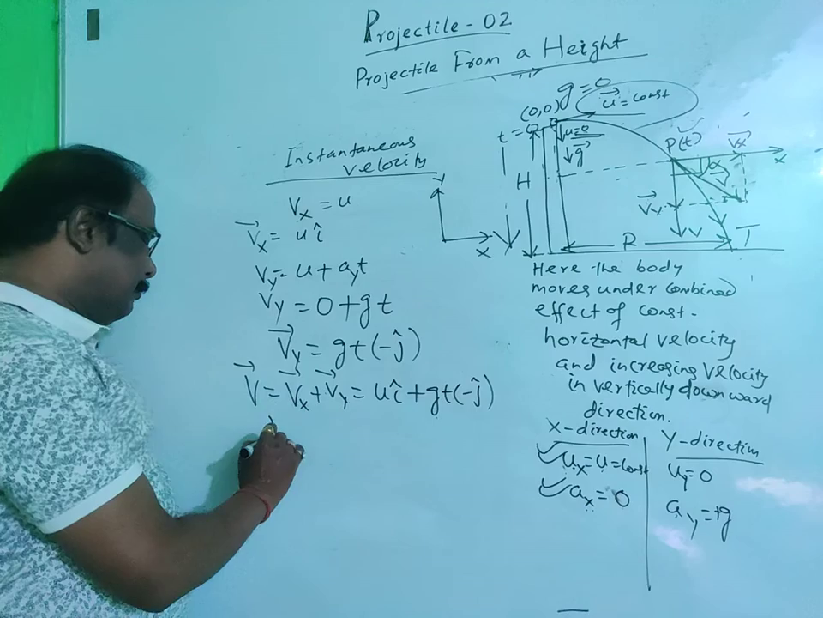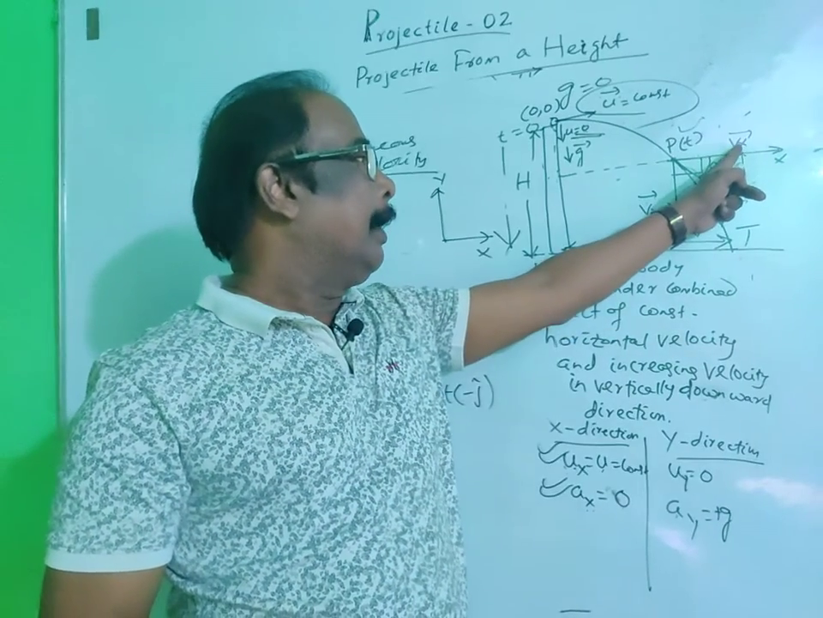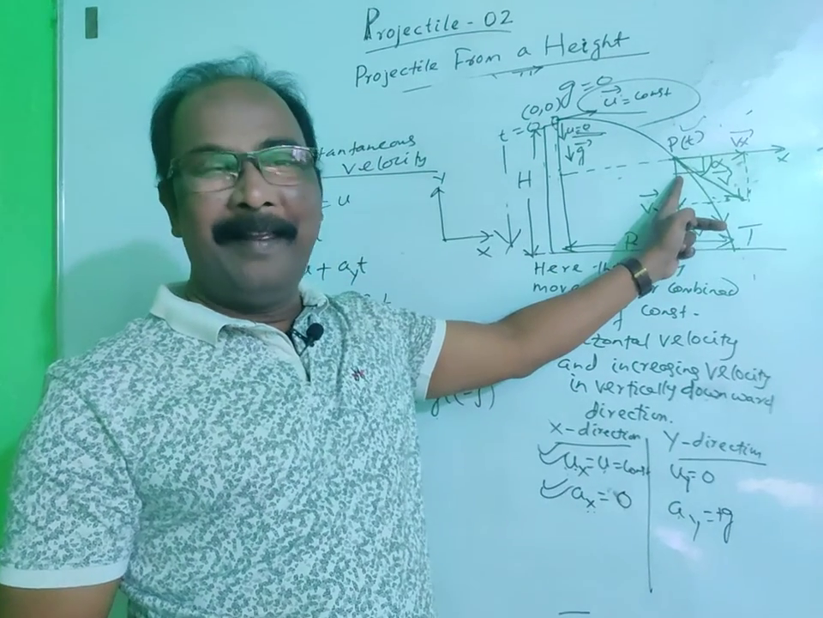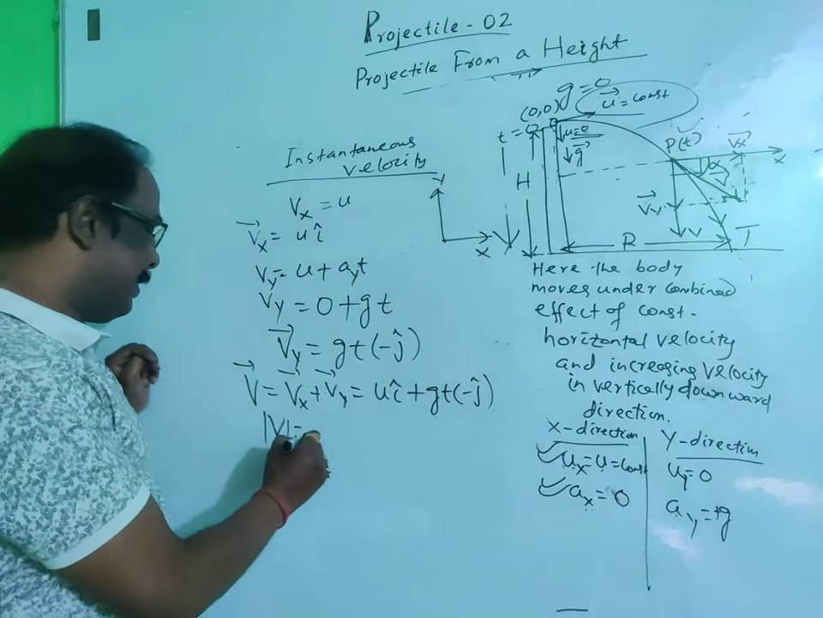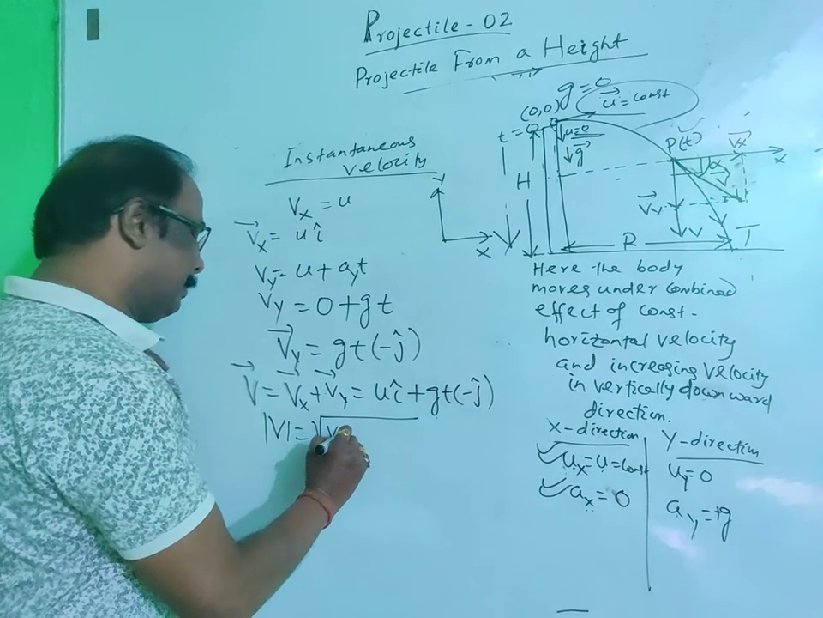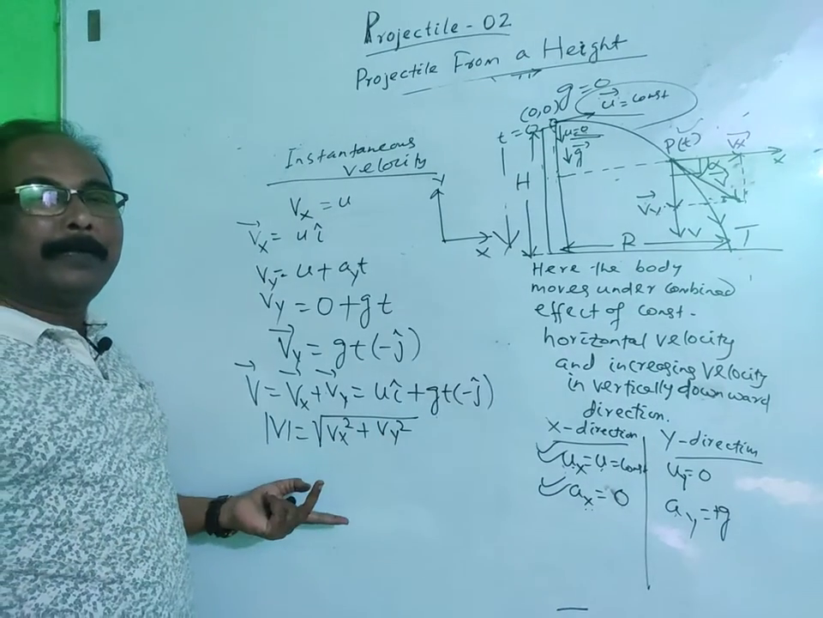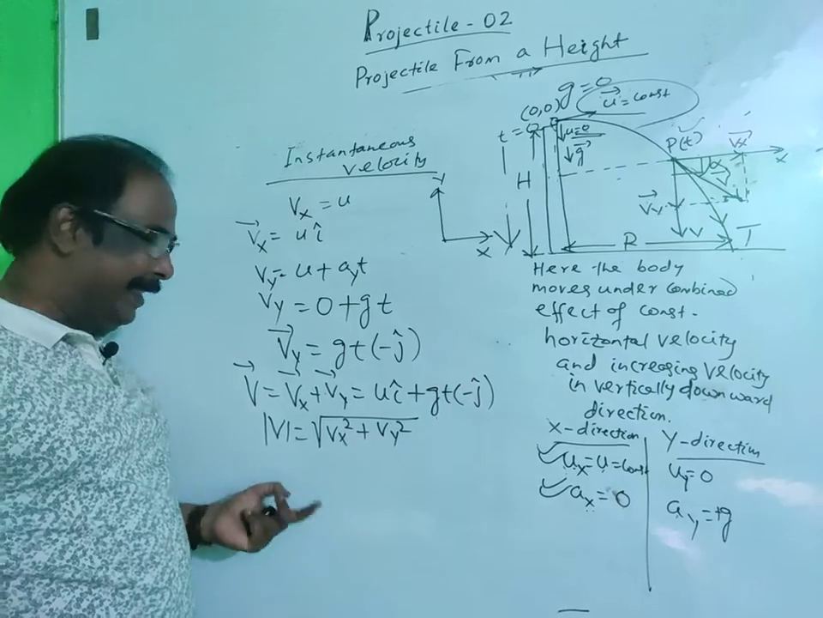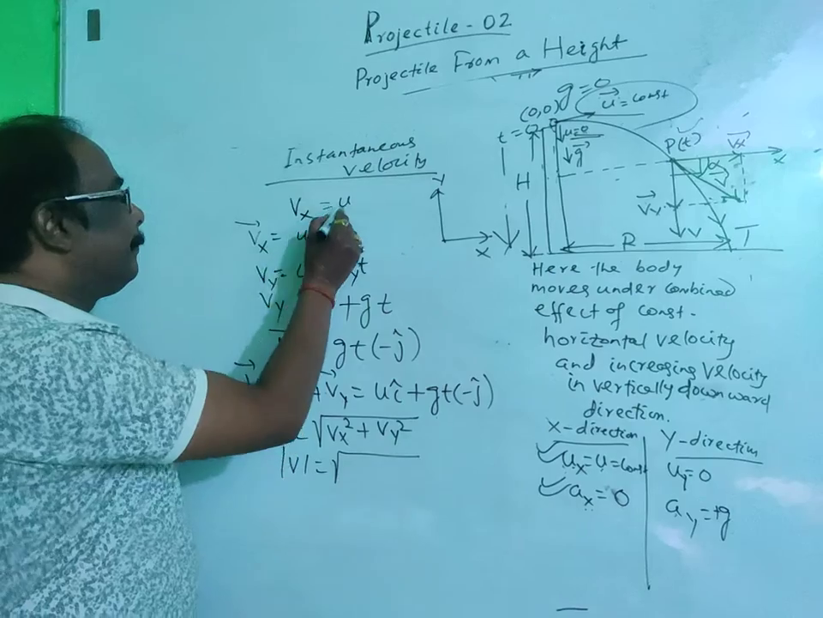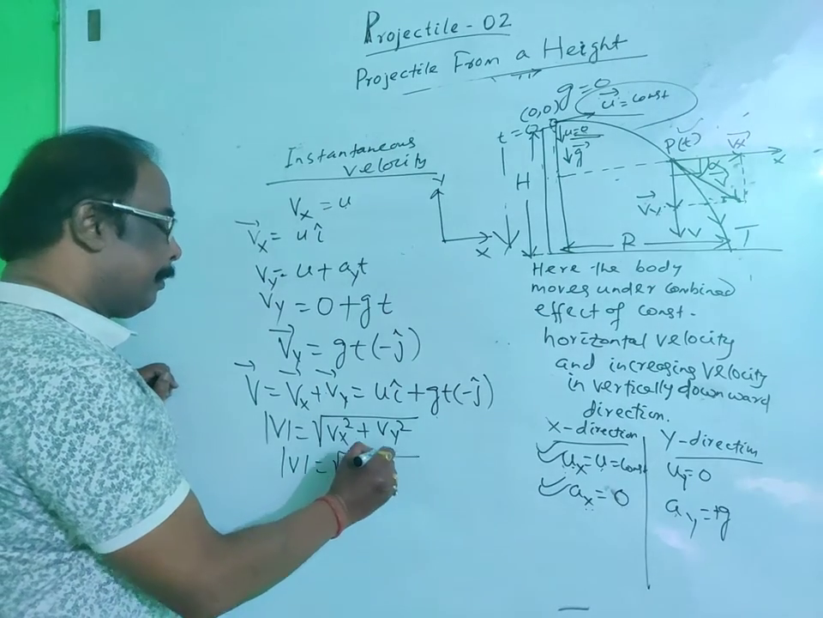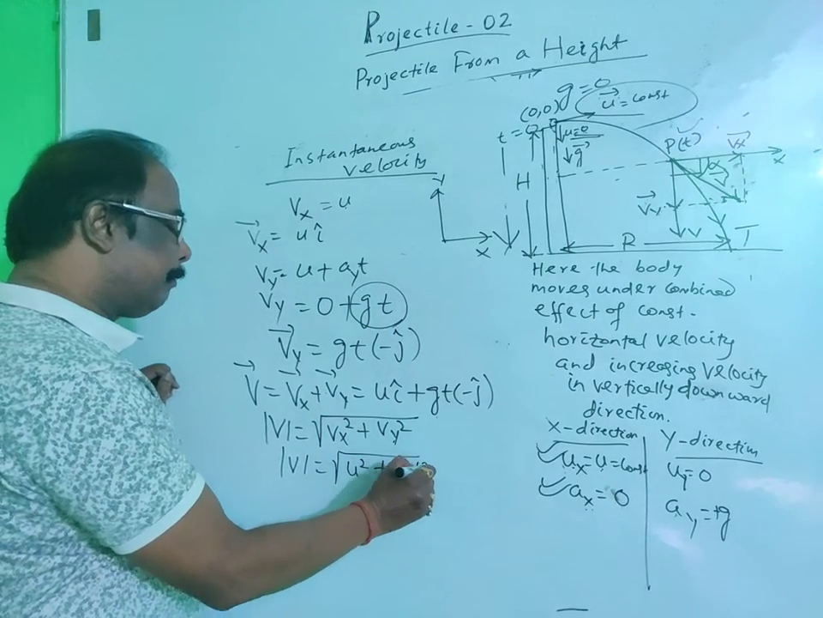Then what is the magnitude of the instantaneous velocity? As we have discussed, the angle between Vx and Vy is 90 degrees, so the rectangular components are Vx and Vy. So obviously the magnitude of the instantaneous velocity is the square root of Vx squared plus Vy squared plus 2 Vx Vy cos 90. Then the magnitude is the square root of u squared, for Vx squared, plus Vy squared, where the magnitude of Vy is gt, so g squared t squared.